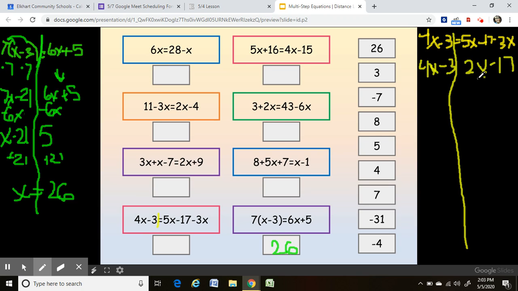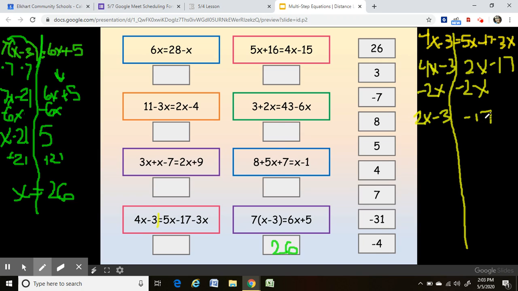I start with my variables first. Which one's smaller? 4 or 2? 2. So I need to get rid of it. I subtract it because it's positive, and I do the opposite. So minus 2x. Minus 2x. Notice how I don't put minus 2x under here, because they don't have x's. So now I have 4 minus 2 is 2. So 2x minus 3, and I have negative 17.